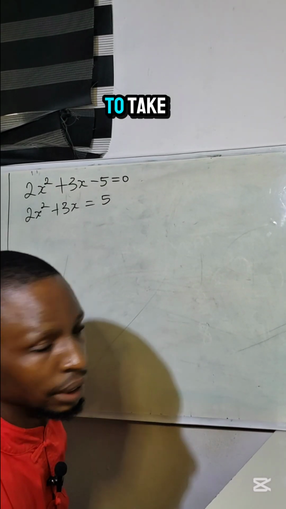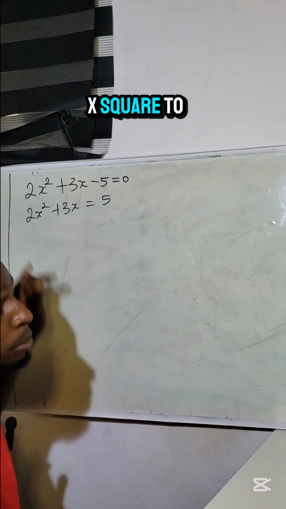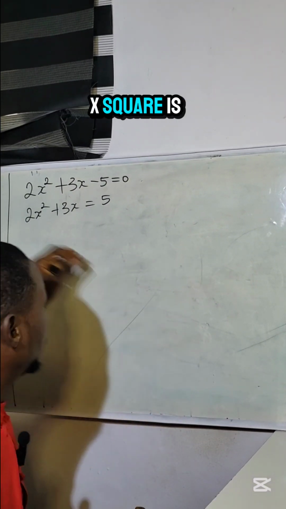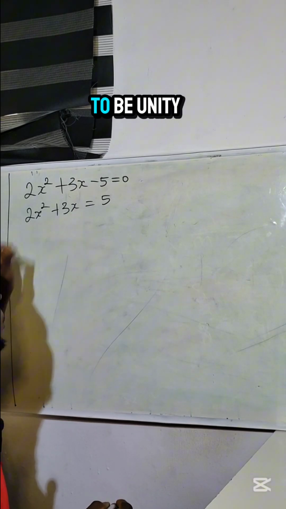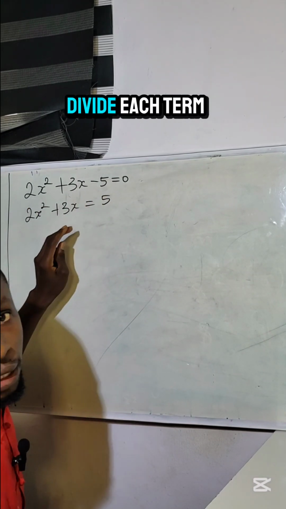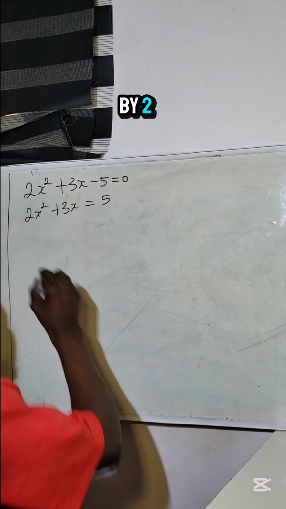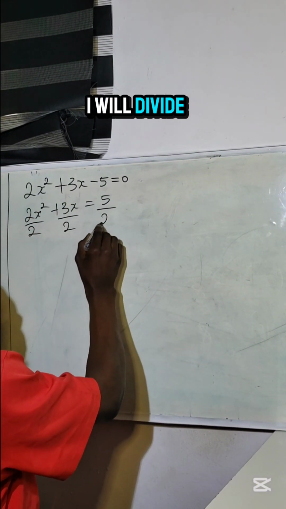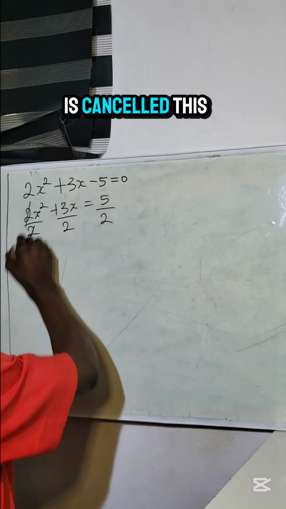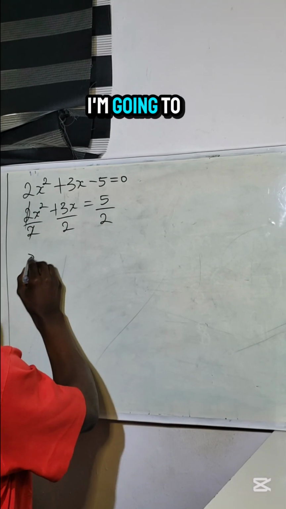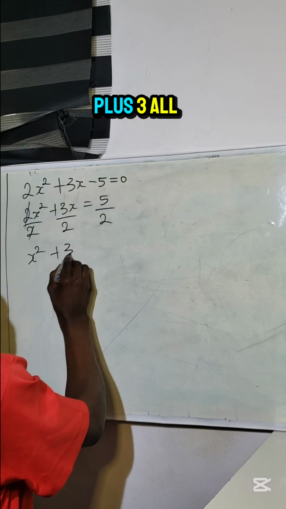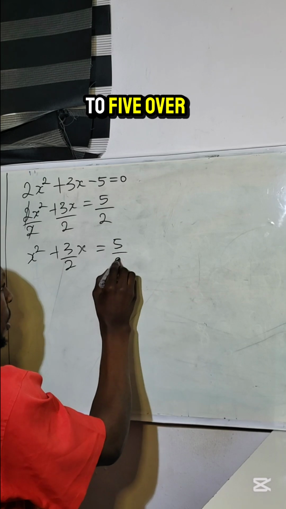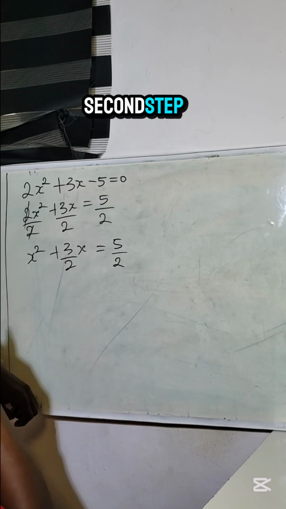Now the second step I'm going to take is to make the coefficient of x squared unity. The coefficient of x squared is 2. To make it unity, I'm going to divide each term by 2. So I divide by 2, and this cancels this. That is where I'm going to have x squared plus 3 over 2 x is equal to 5 over 2. So that is the second step.